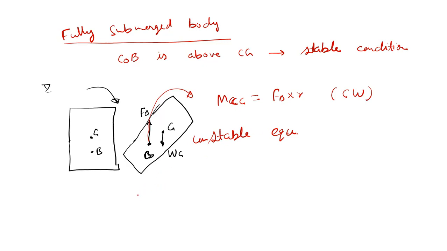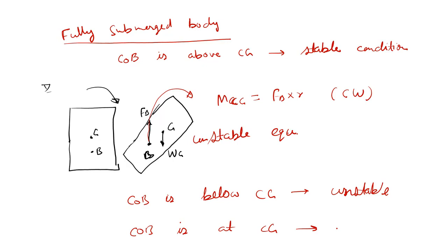the concept. So it is unstable when COB, center of buoyancy, is below CG. Similarly, it will be neutral equilibrium when COB is at CG. You can perform this exercise by yourself, and if you have any doubt, you can come back to me. Okay, so this is all for the completely submerged body.